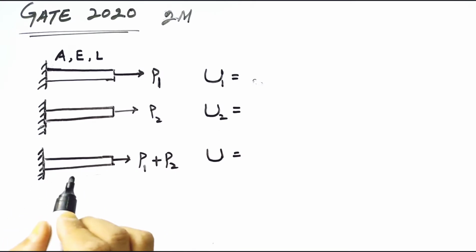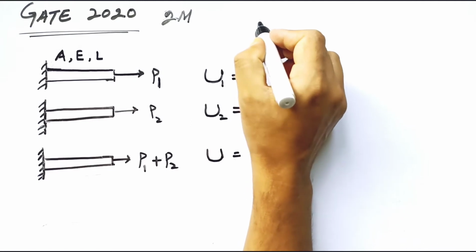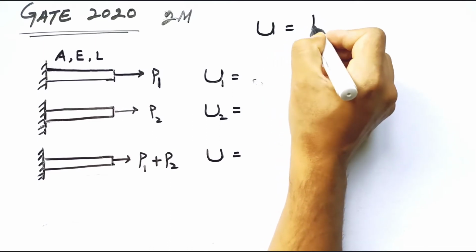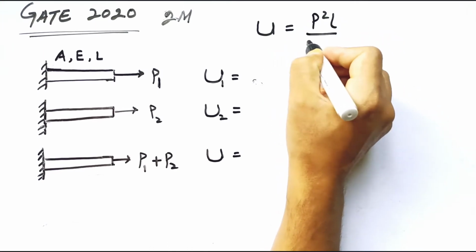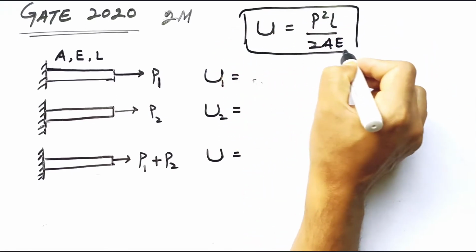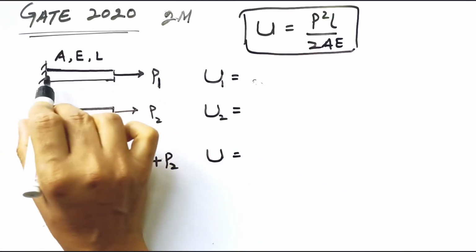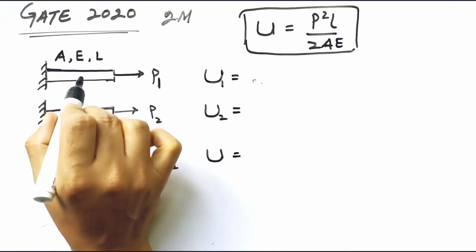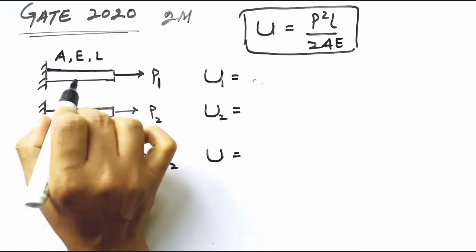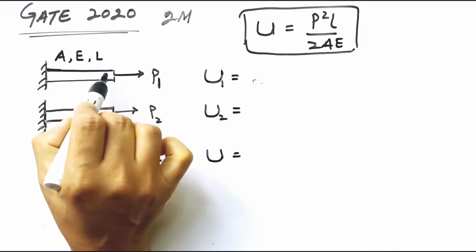So firstly, what will be the value of U1? According to the relation of strain energy stored, U is equal to P square L divided by 2AE. This is the relationship of strain energy with load, right? Here we know A is the area and area is constant throughout the bar. The question has asked a prismatic linearly elastic bar. So what do you mean by prismatic? Prismatic bars are the bars which have constant cross-sectional area, right?